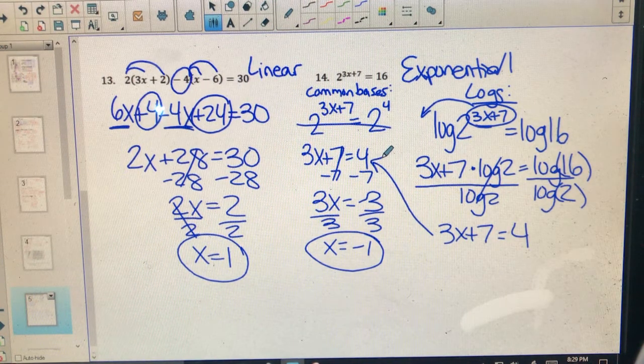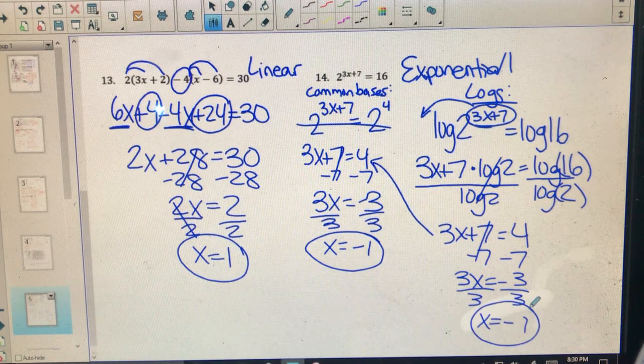So logs is a little bit longer. I think it's a little bit less challenging in the beginning to try and figure out what bases work, especially if you're not so great with knowing your powers. If you didn't know that 2 to the 4th was 16, that method would be harder. So at this point I subtract 7 from both sides, just like I did before, and then divide by 3. I get x is -1 anyway.